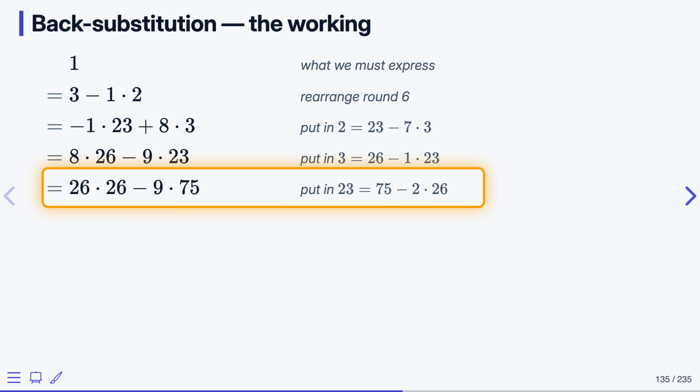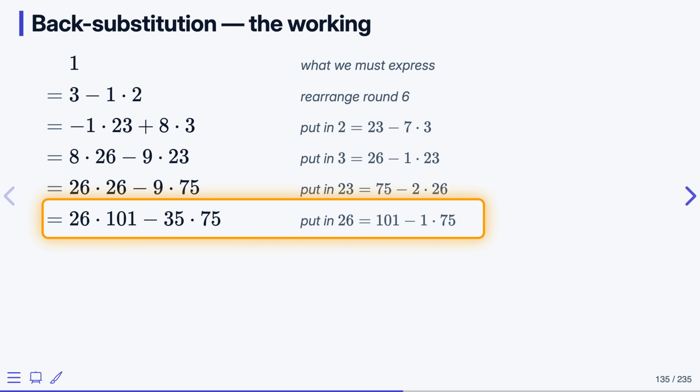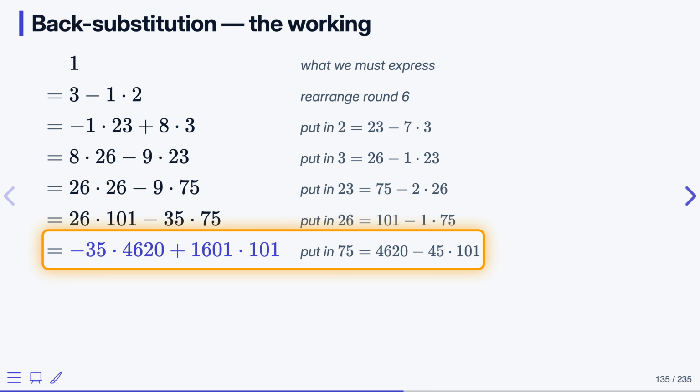Step 4, replace the 23 using round 3. Collect. We get 26 times 26 minus 9 times 75. Step 5, replace the 26 using round 2. Collect. We get 26 times 101 minus 35 times 75. Step 6, replace the 75 using round 1. Collect one last time. We get minus 35 times 4620 plus 1601 times 101.